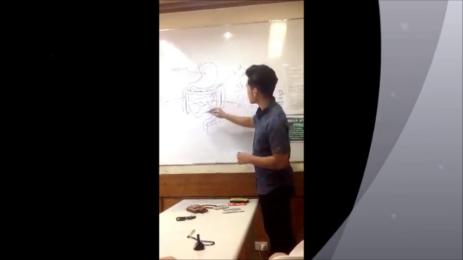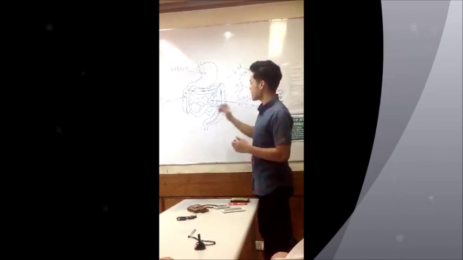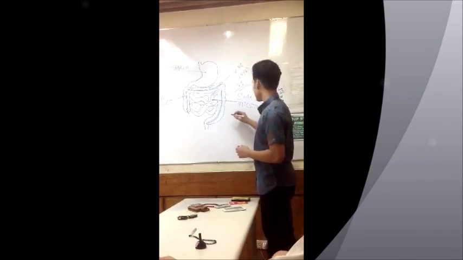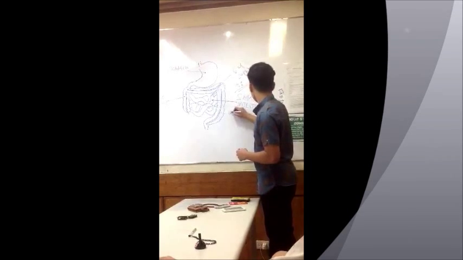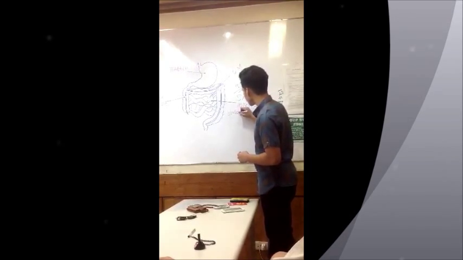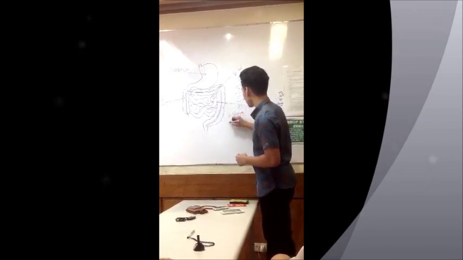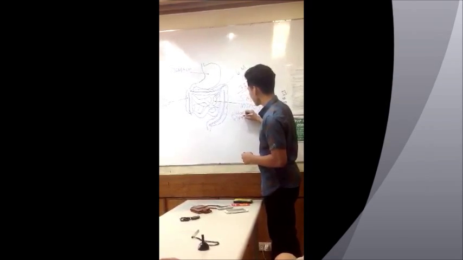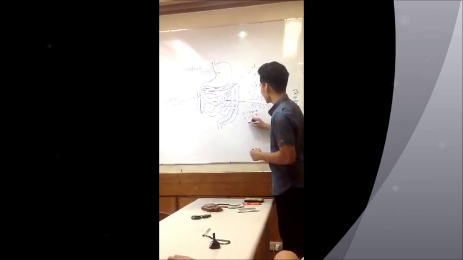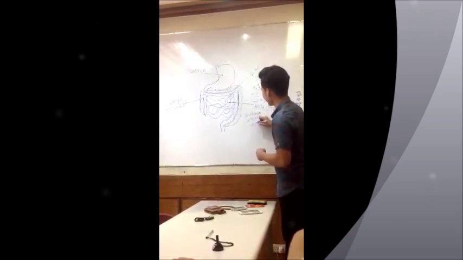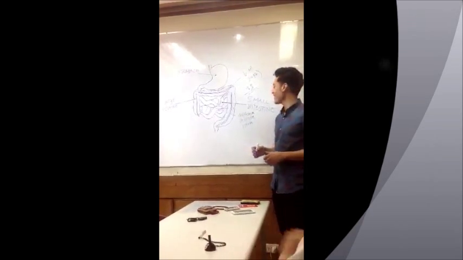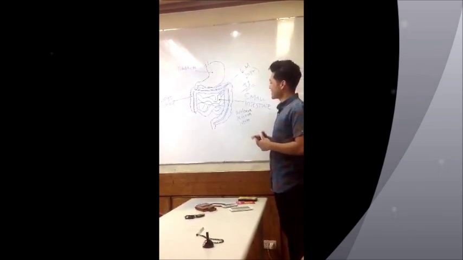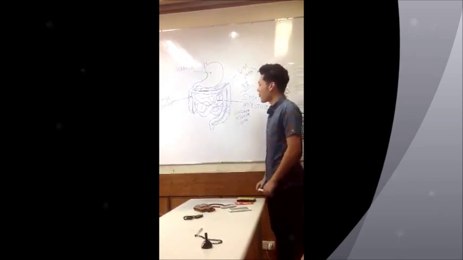It has 3 parts. First, we have the duodenum, the jejunum, and the ileum. These are the 3 parts of the small intestine.